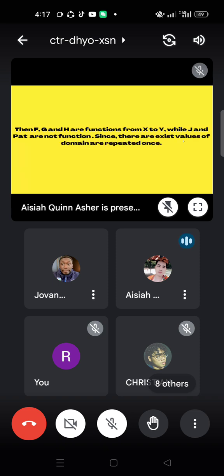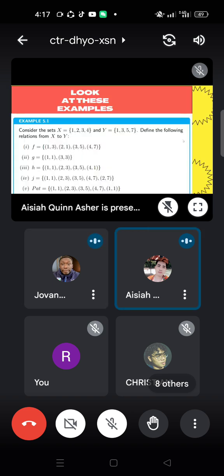In our 5 examples, we can say that f, j, and h are functions from x to y, am I right? While g and the last one are not functions. Let us look at it first. F, is it a function? Yes, sir, it is a function, because the domain is not repeated, and there is exactly one ordered pair for each element in the domain.